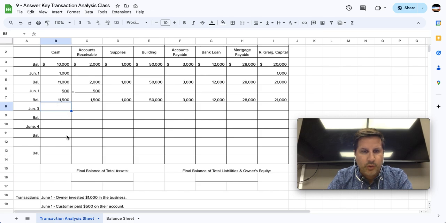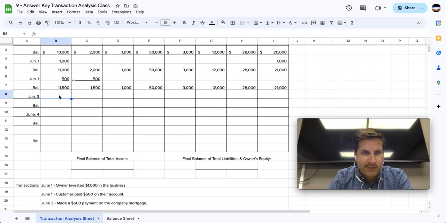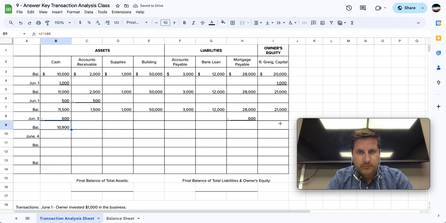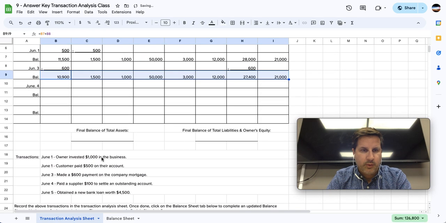Okay, so we already did this one. I know I've got $600 less in cash, and then $600 less in my mortgage. I'll do these balances. I'm going to carry that across. All right, and then one last one.